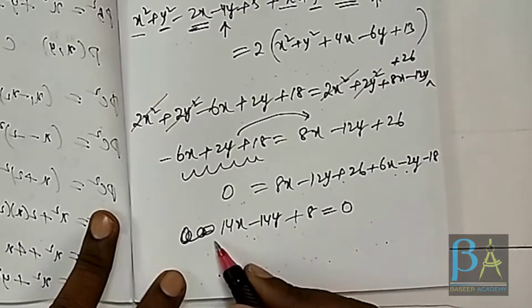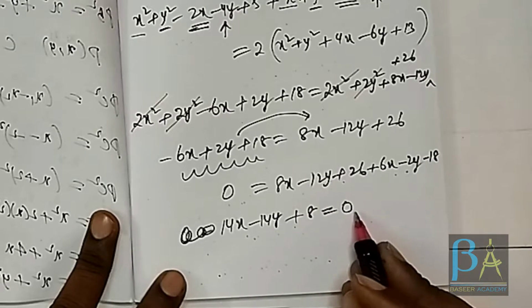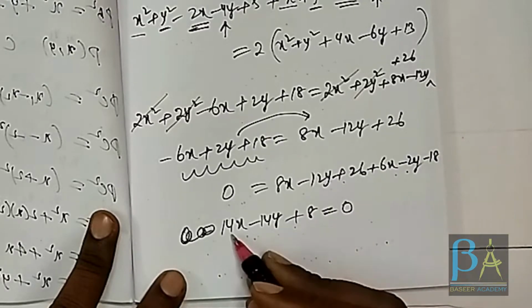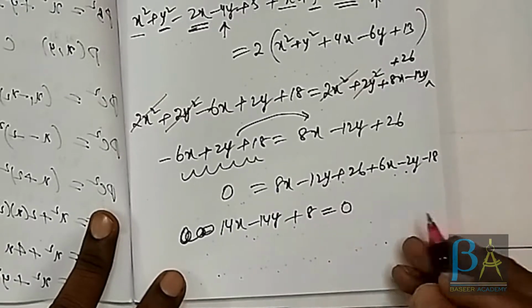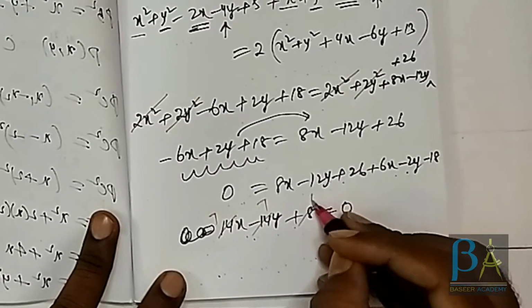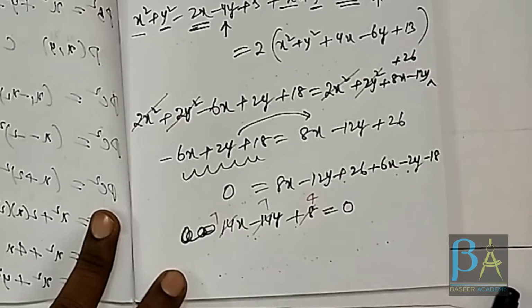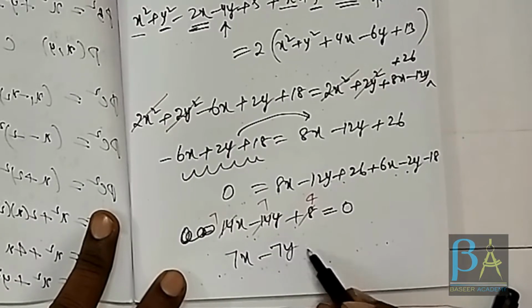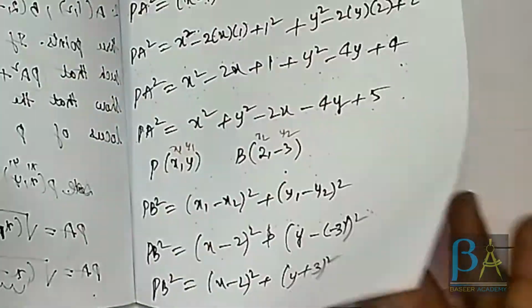So let me cancel the equation entirely by 2. Or you can just take 2 common from the left hand side. 2 into 7 is 14, 2 into 7 is 14, 2 into 4 is 8. So I end up getting 7x minus 7y plus 4 is equal to 0. And that was what I was supposed to prove.